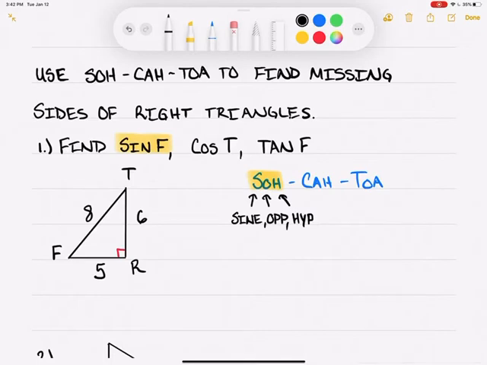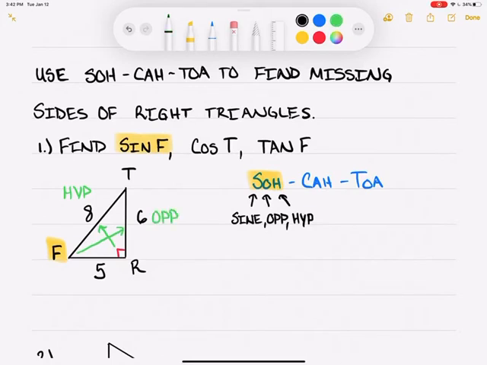Remember, we're finding the sine of angle F, so I know angle F is here. I know I need to know the opposite leg and the hypotenuse. So let's start with the easiest thing. In this triangle, the hypotenuse is always across from that 90-degree angle. So in this case, 8 is the hypotenuse. The opposite leg is the one across the triangle from our angle, which in this case would be 6.